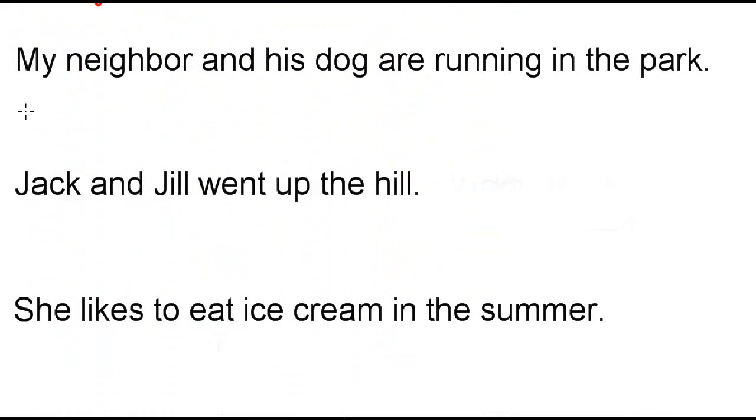Alright, so if we look at this one, my neighbor and his dog are running in the park. Now this one is kind of interesting. It looks like we have a couple subjects, correct? So my neighbor is the subject, but also his dog is the subject too, because we're talking about both of these things. If you notice, we say are, correct? Now remember, are is plural. Are is for two things.